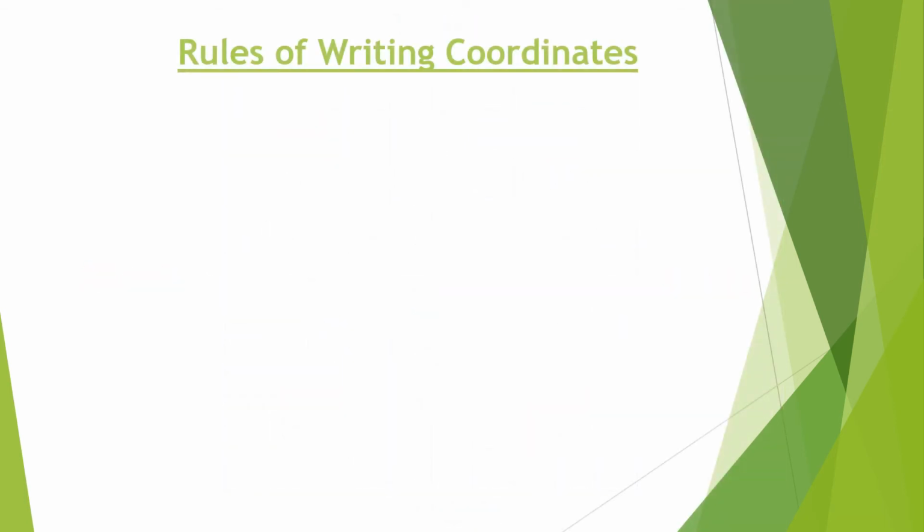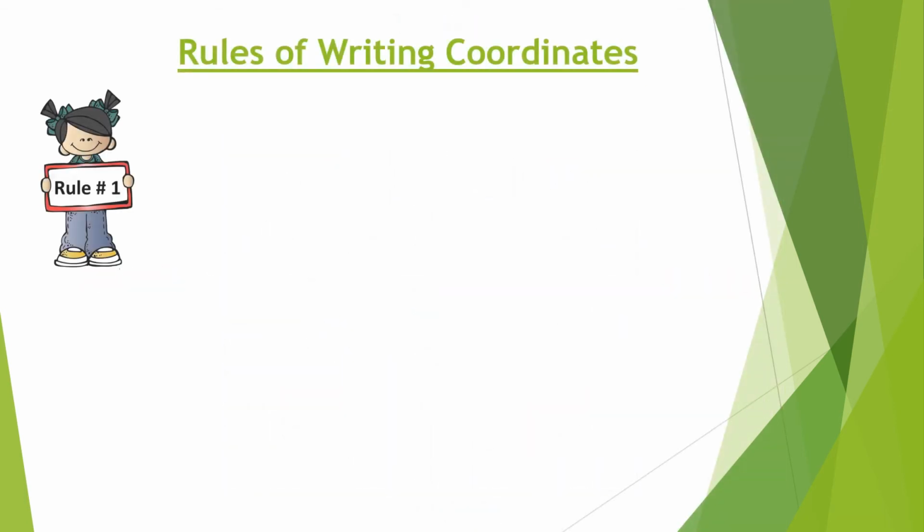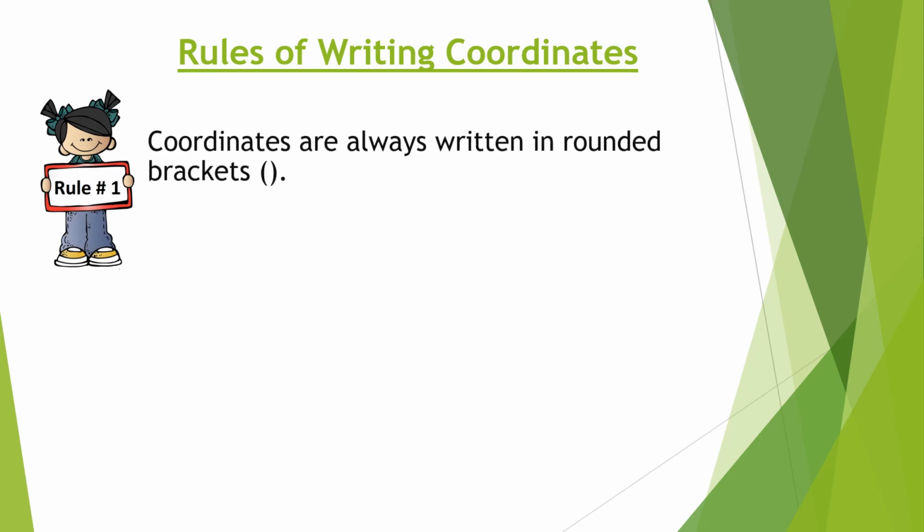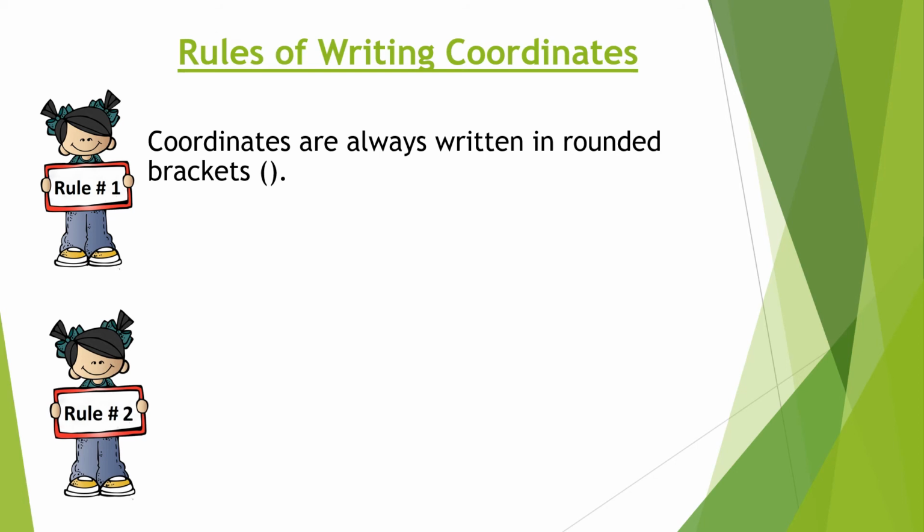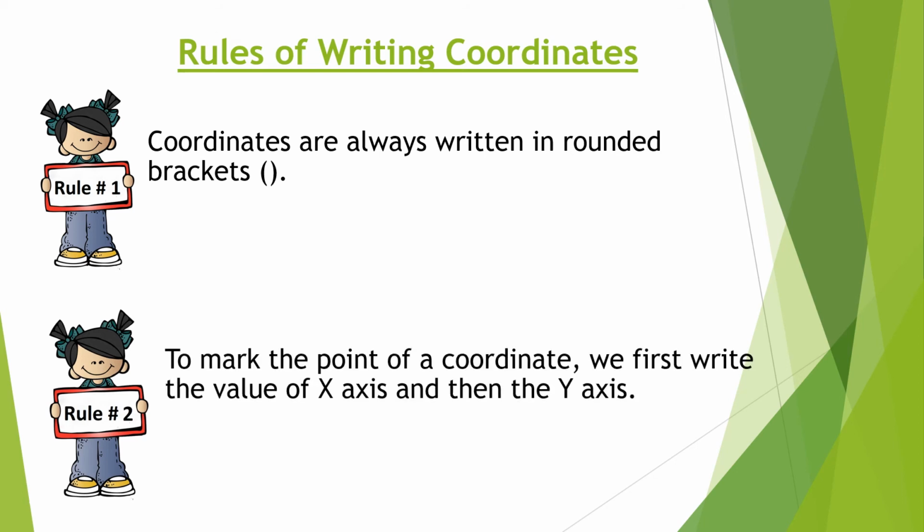Now let us understand the 2 simple rules of writing coordinates. 1. They are always written in rounded brackets. And second, we always write the value of the x-axis first and then the y-axis. These are not very difficult rules once you understand them.